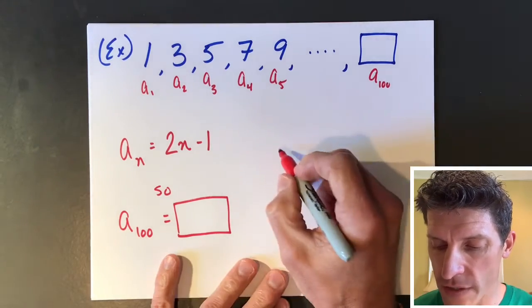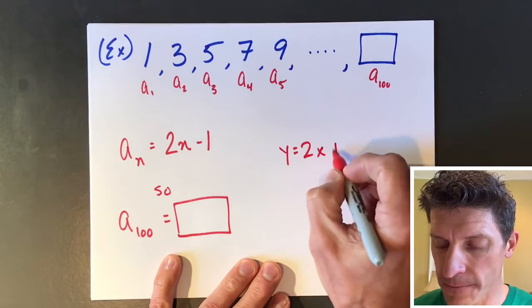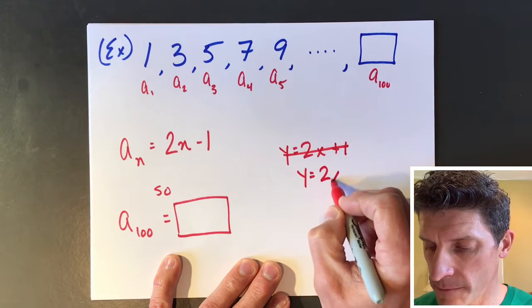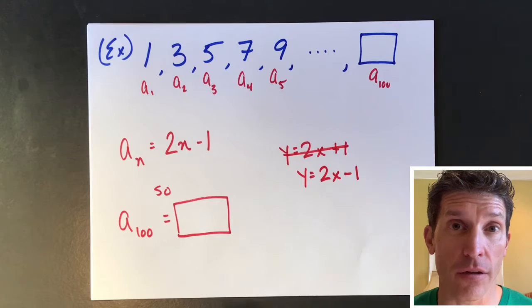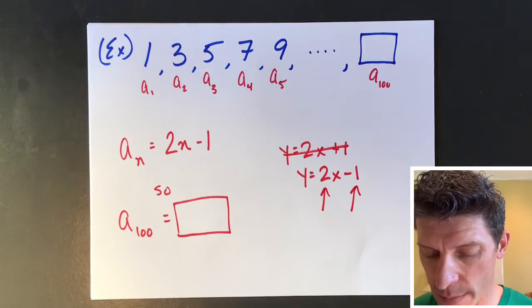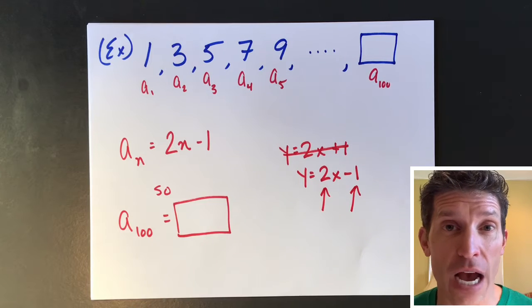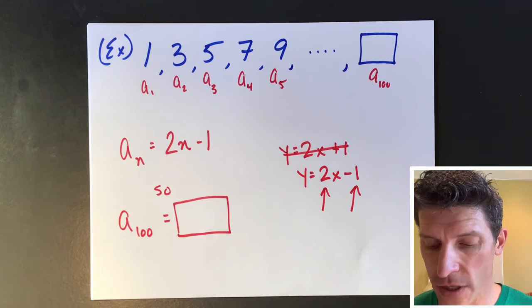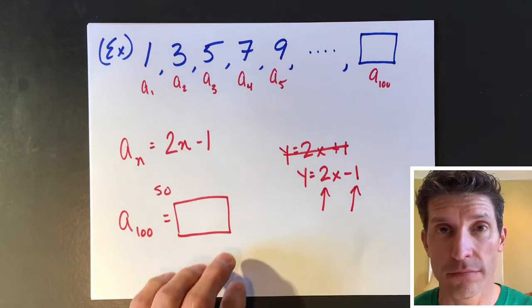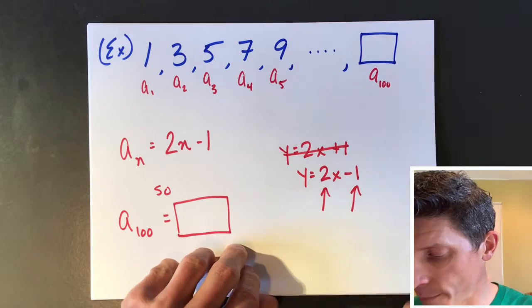Back in the day, you would have seen a pattern that looked like this, with a minus. We'd call this the slope, and we'd call this the y-intercept. Not really any different now. We're just using slightly different notation. So go ahead and figure out what a sub 100 is. Good, and we'll move on.